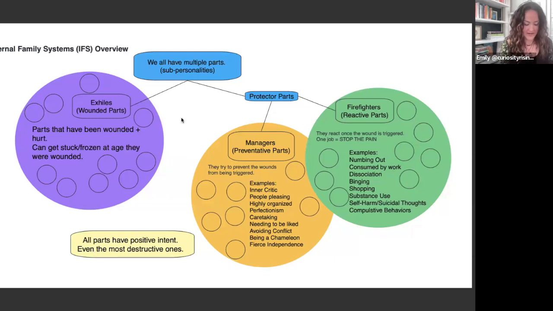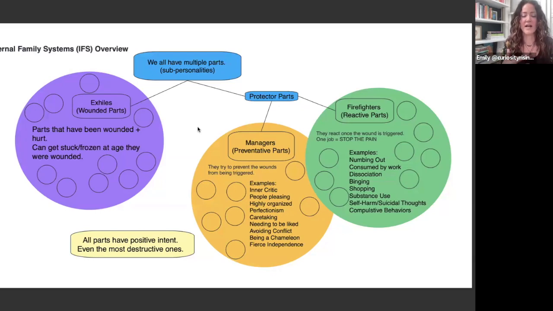Okay. So again, when we think back to remembering the self, the sun model, these are all the clouds, these parts, the exiles, the managers, the firefighters. These are all the clouds that can cover our self energy. And so Self is different from these parts. Self, again, is that innate inner wisdom, that adult essence, competent, very capable, very wise.